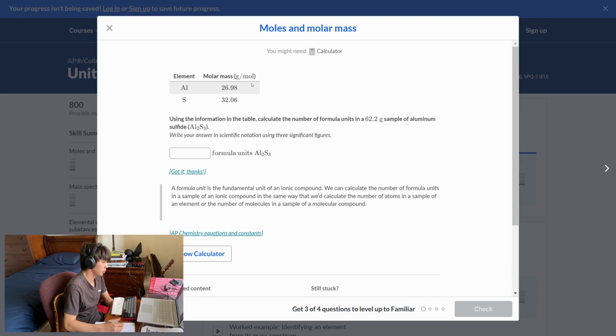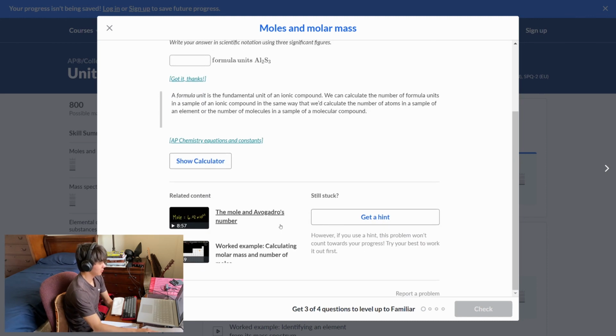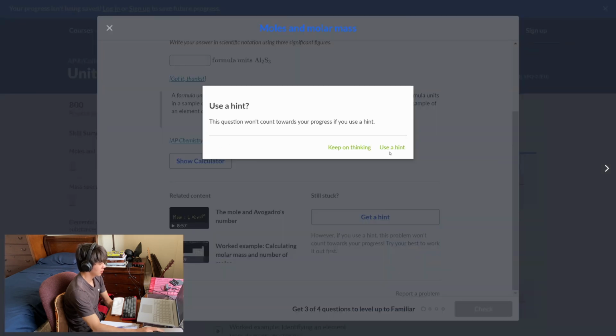26.98 grams in a mole, and we've got 2 of them, so that's 2 moles. What? No. Frick, this is physics and I can't even do that. What? It's a 62.2 gram sample. I give up. Well, no, I don't even know. No, I want to use a hint.